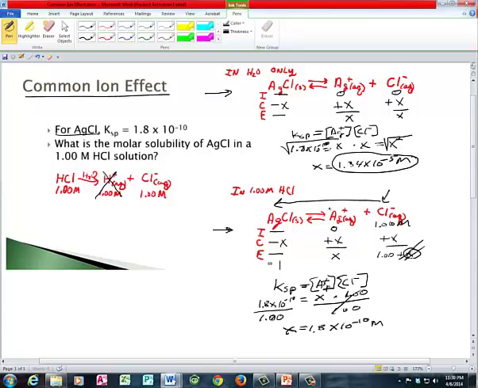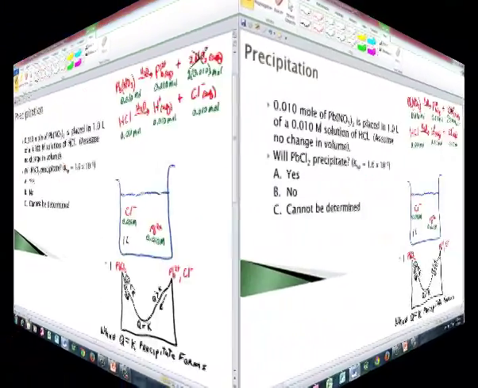This is going to cause the silver ion concentration to go way down, on the order of 100,000 times. So our molar solubility is considerably less when we have a common ion present in solution.